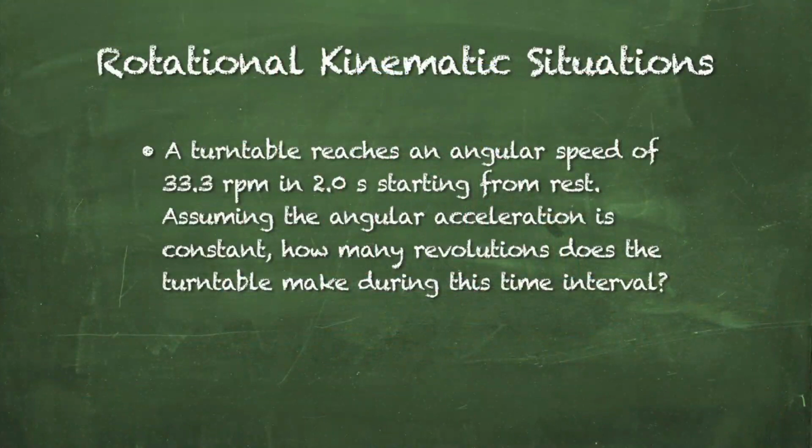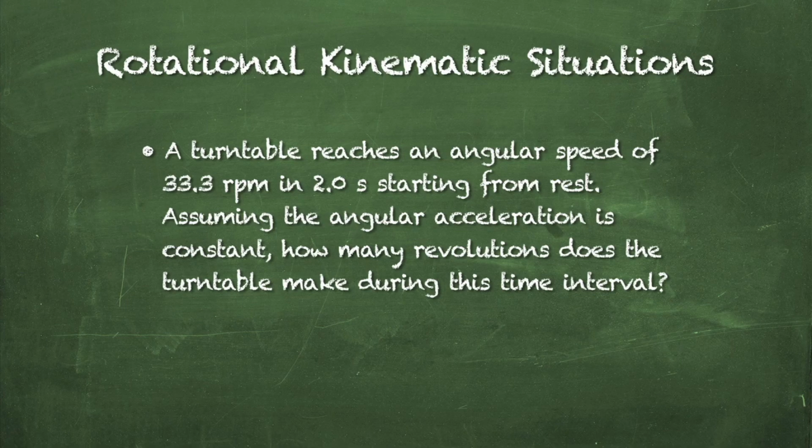Before we move on, I would like to give you one more exercise in rotational kinematics to solidify these concepts. The question is, a turntable reaches an angular speed of 33.3 revolutions per minute in 2 seconds starting from rest. Assuming the angular acceleration is constant, how many revolutions does the turntable make during this time interval?